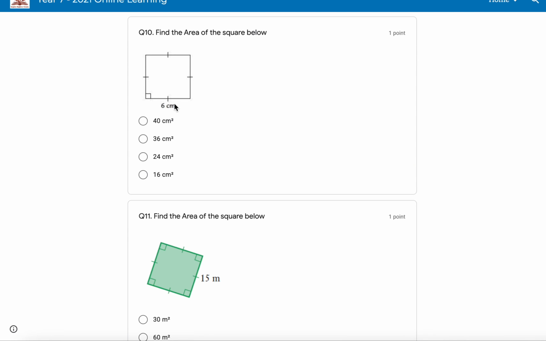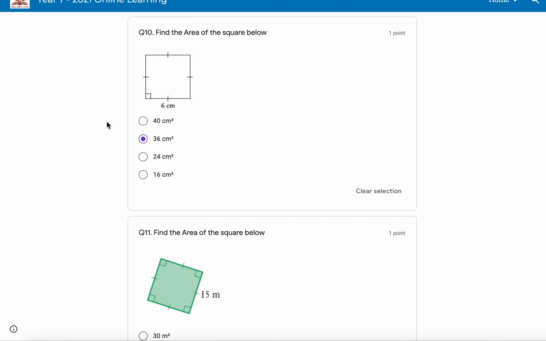So that means that if we know one side is 6 centimeters, we know that all the other sides are 6 centimeters too. And if we want to find the area, we still do length times breadth, because it is still a rectangle as well. But we know that this breadth here is also going to be 6 because it's a square, and all the sides have to be the same. So this is just 6 times 6, which is 36.